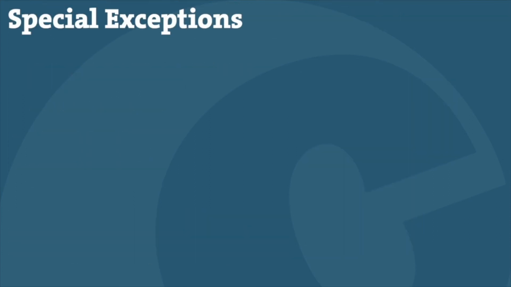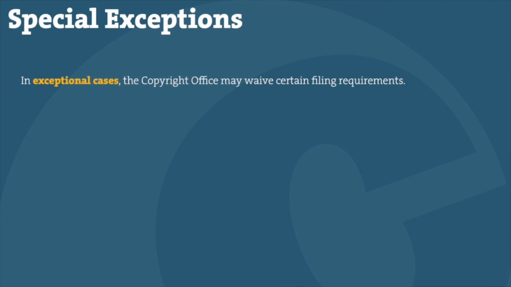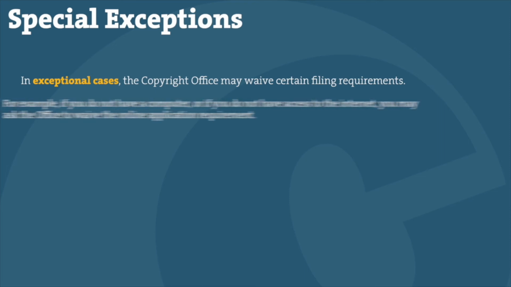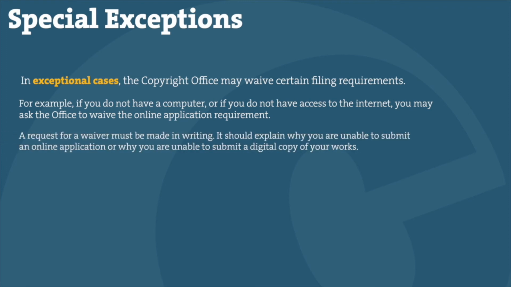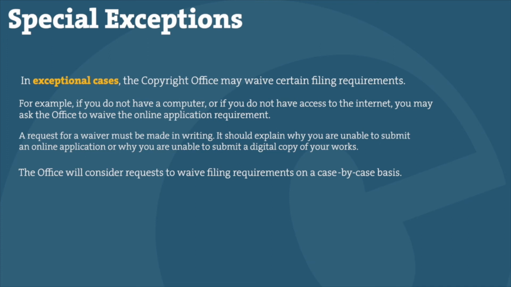Special exceptions. In exceptional cases, the Copyright Office may waive certain filing requirements. For example, if you do not have a computer, or if you do not have access to the Internet, you may ask the office to waive the online application requirement. A request for a waiver must be made in writing. It should explain why you are unable to submit an online application, or why you are unable to submit a digital copy of your works. The office will consider requests to waive the filing requirement on a case-by-case basis.